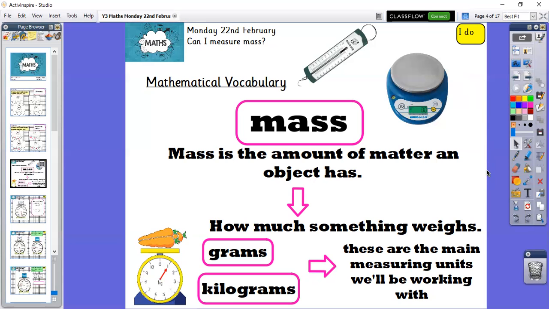So if someone says, what is mass? You can say it's how much something weighs. If you want to go with the really technical answer, mass is the amount of matter an object has, you're welcome to impress people by doing that too.